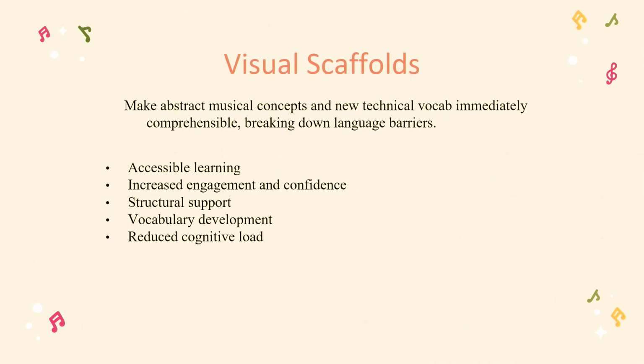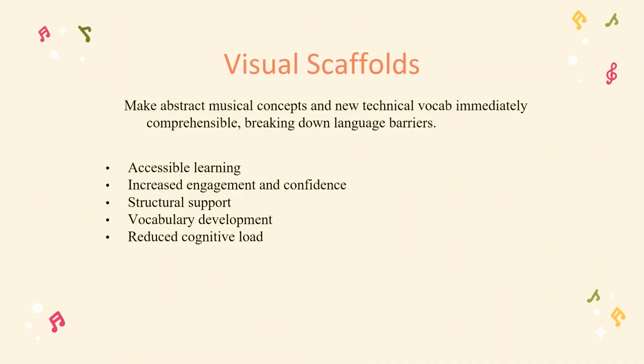For visual scaffolds, these are making abstract musical concepts and new technical vocab immediately comprehensible by breaking down language barriers. One way we can do this is by having accessible learning. This would be with our visuals bridging the gap between spoken language and musical concepts. They make abstract concepts like pitch, volume, and tempo tangible. A way you can do this is when we're talking about tempo, we can have our students walk in place, or the faster the tempo is, we have them run in place, obviously not around the classroom.